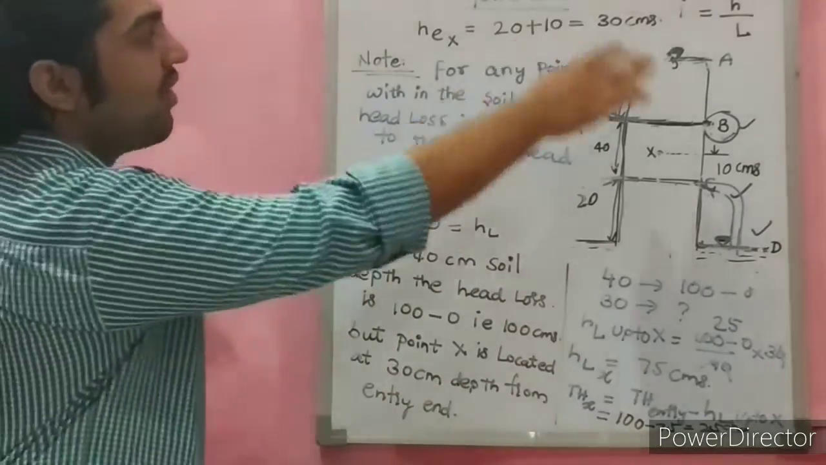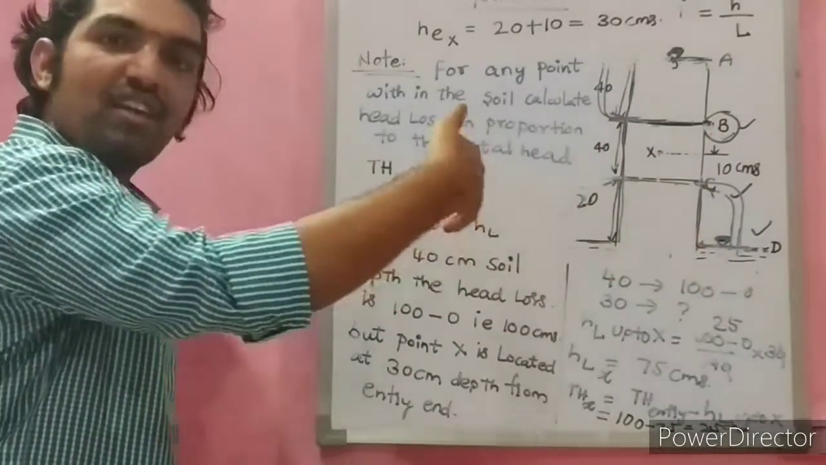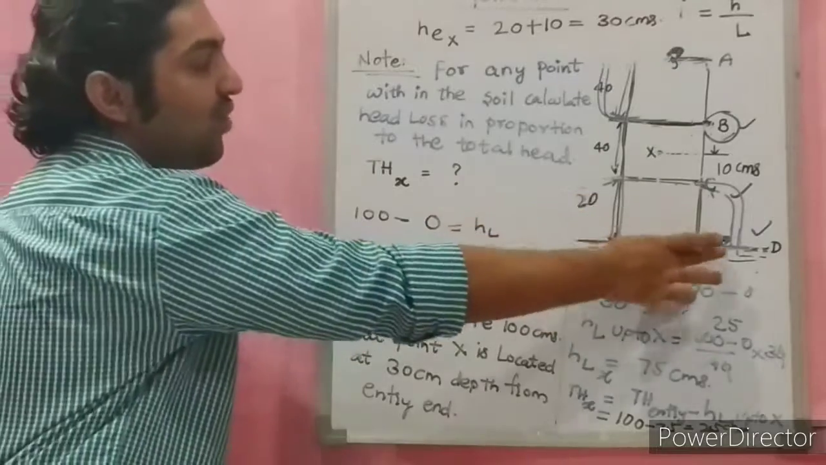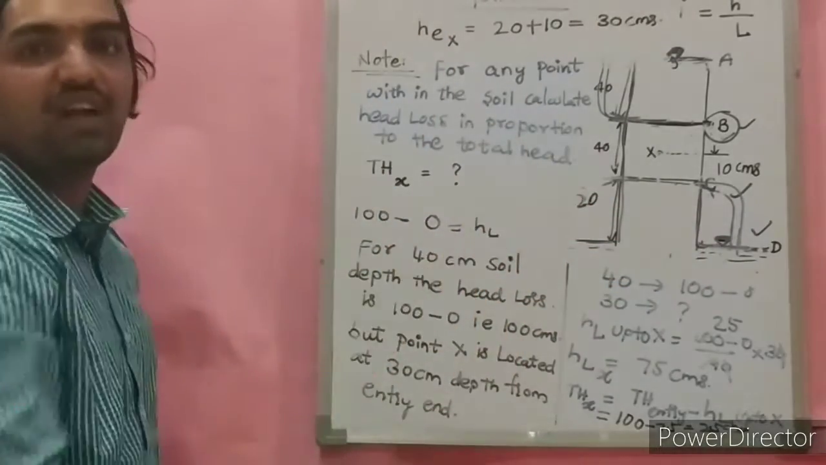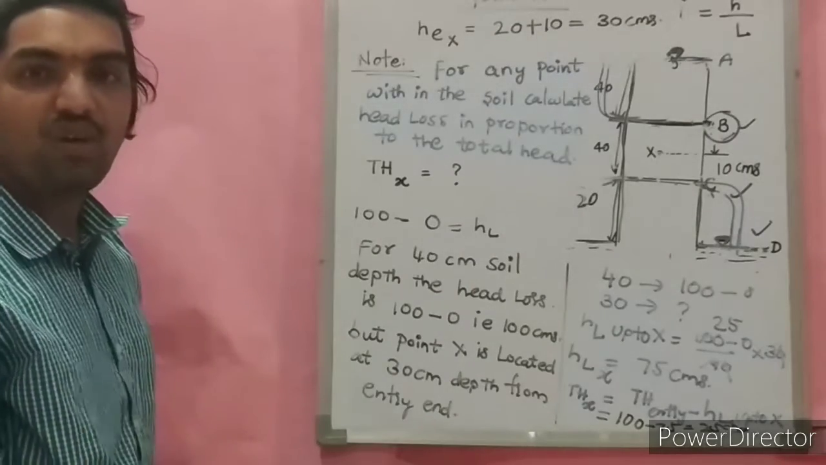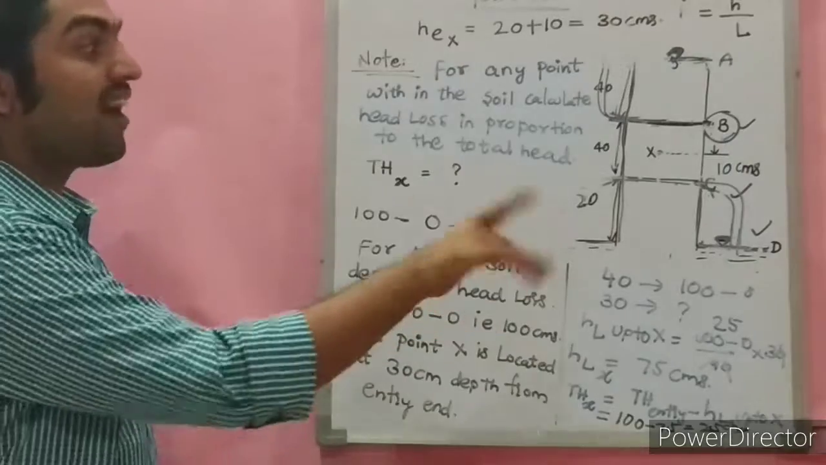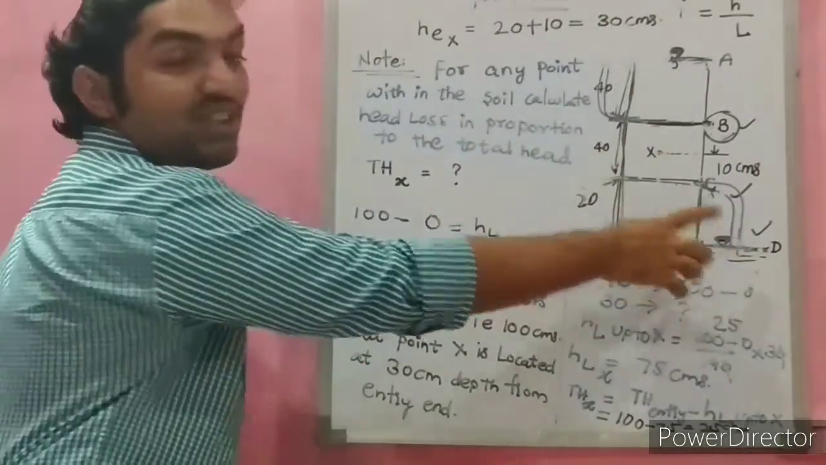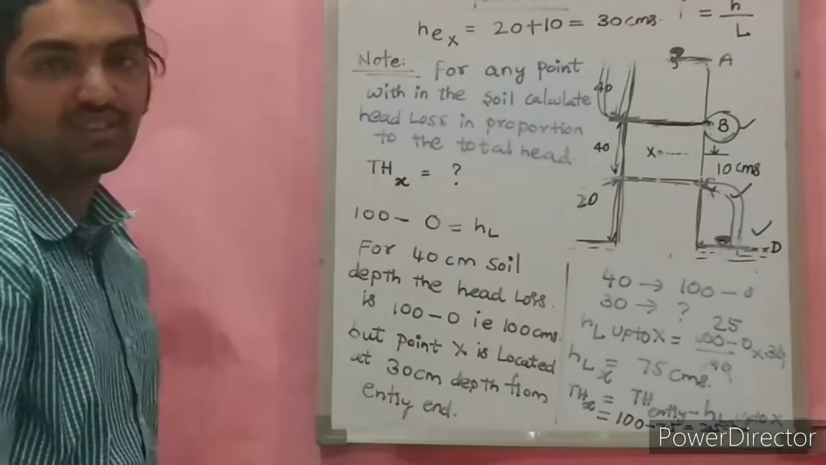At all points we have determined the values: at point A, point B, point C. At point D everything is 0. Pressure head is 0 and elevation head is 0, because it is itself the datum. Total head is 0. Head loss is not 0: head loss is 100 minus 0, so head loss is 100 at point D. Okay? This is the solution to this problem.